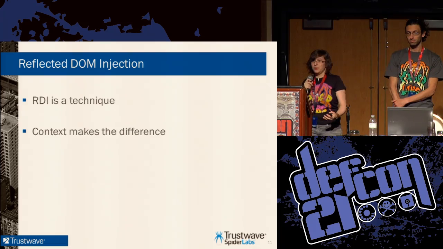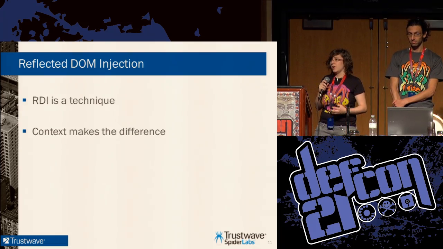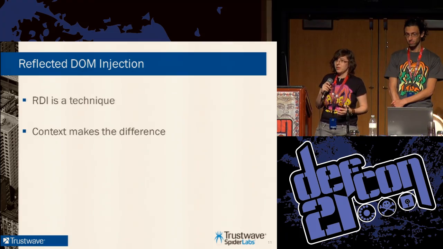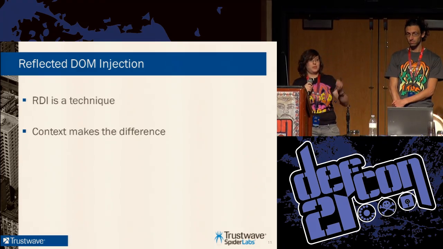As you probably noticed throughout here, the point of RDI is context. That's the most important thing here. Because obviously, when you think about it, you might be asking yourself, so why don't I just take my malicious link and put it in Google Translate?